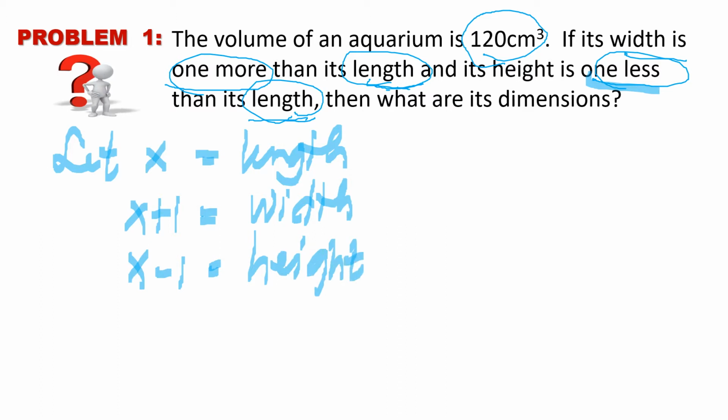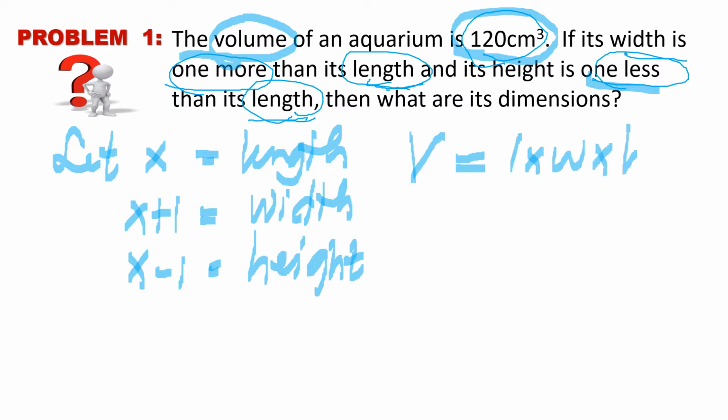Now, how do we come up with our equation or with the polynomial? So take note, the volume of an aquarium is 120 centimeters cubed. We have to recall the previous lesson about volume, particularly the formula. So V, volume, is equal to, can you recall the formula for volume? Yes, it's length times width times height, or simply length, width, height, even without the multiplication sign.